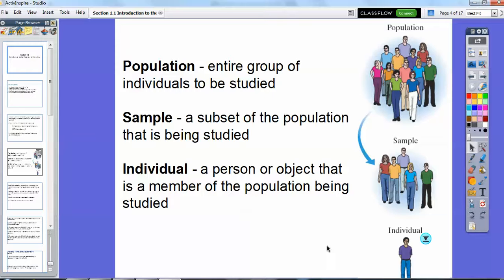It would be like if I wanted to poll you guys in this class, and I just picked one person from each table to answer my question. You guys, the class, is my population. The one person from each table is the sample. It's a group from the population. An individual is just one person. Skyly is an individual in my population. She is one person. Do you guys understand the difference there?